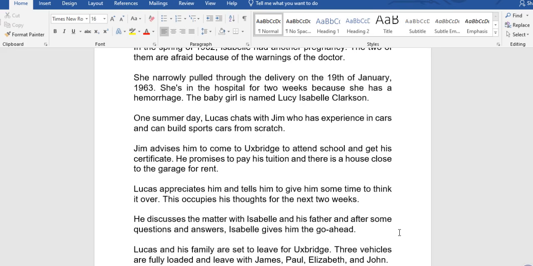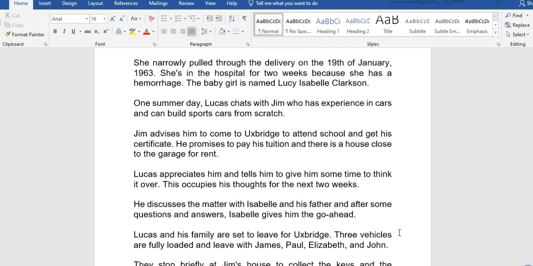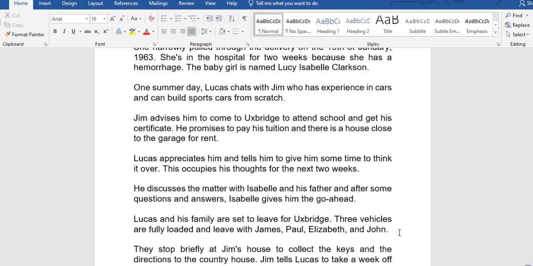One summer day, Lucas chats with Jim, who has experience in cars and can build sports cars from scratch. Jim advises him to come to Uxbridge to attend school and get his certificate. He promises to pay his tuition and there is a house close to the garage for rent.